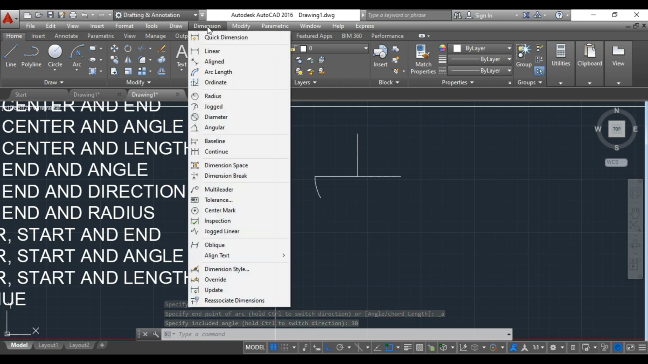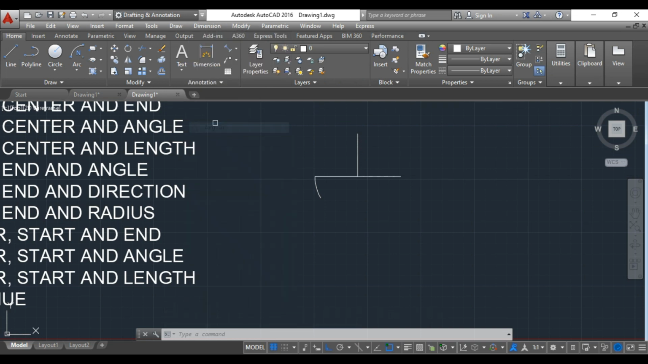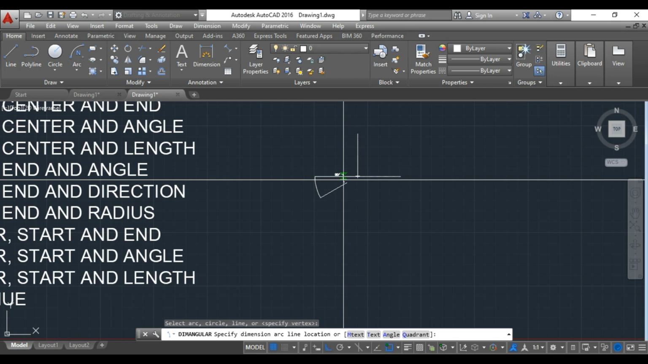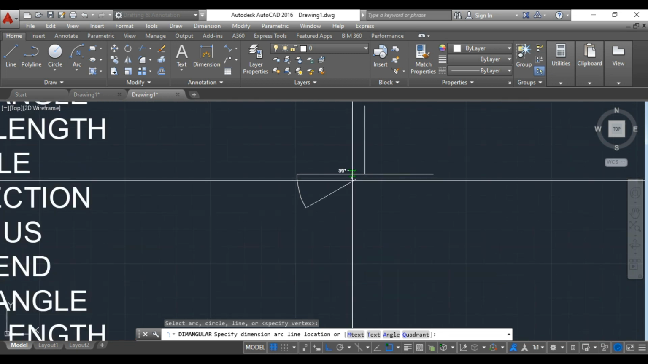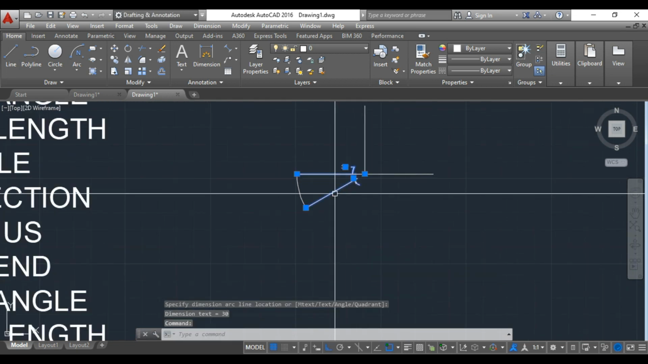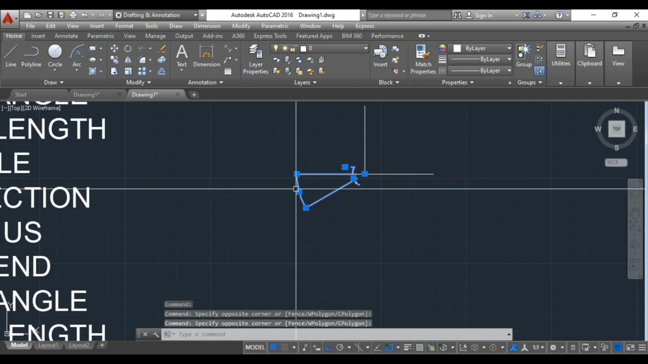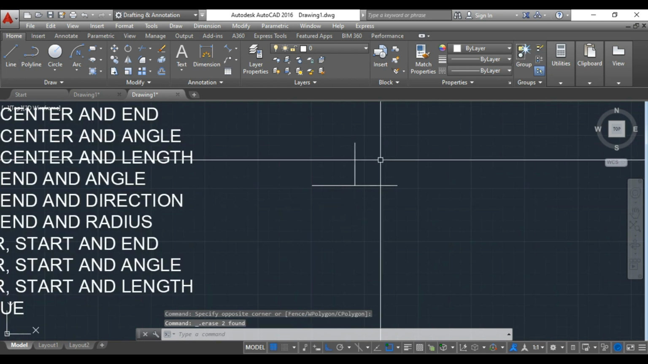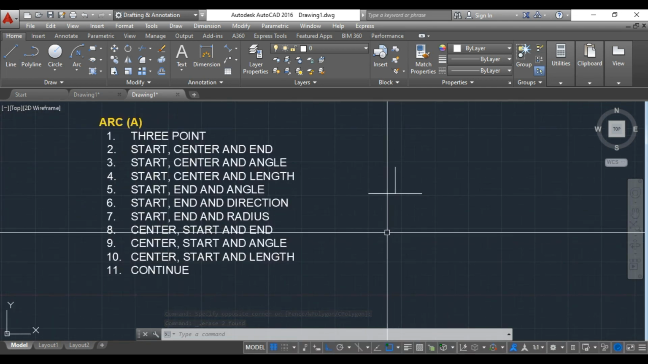Again you go in the dimension, and under this dimension angular is there. You just select it and move your cursor towards your center point. You are going to find the 30 degree angle. Right, so why I have taken these 3 points, it is very easy to understand how we are going to draw the arc.